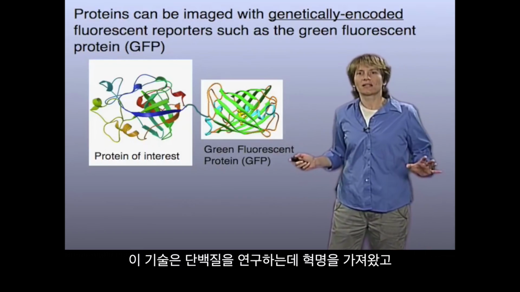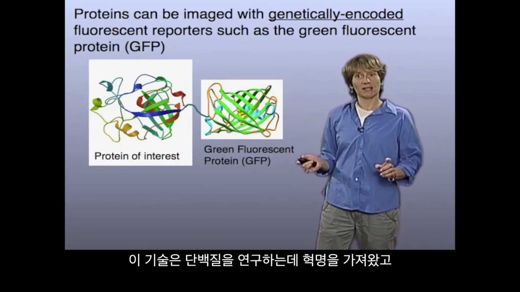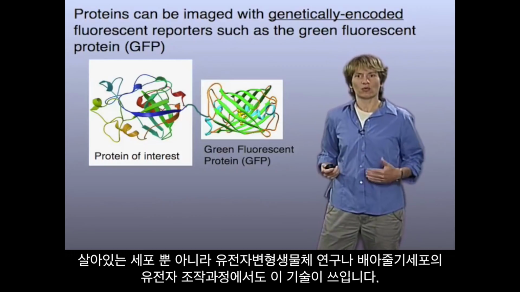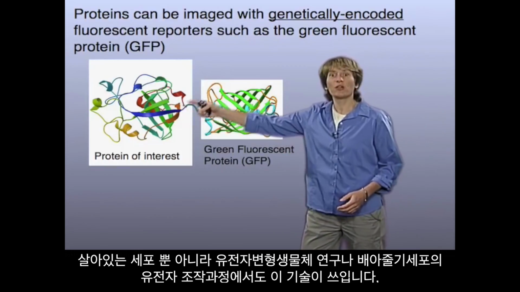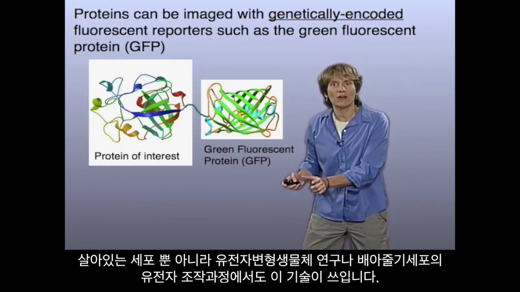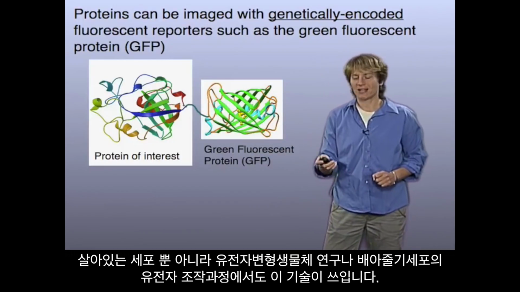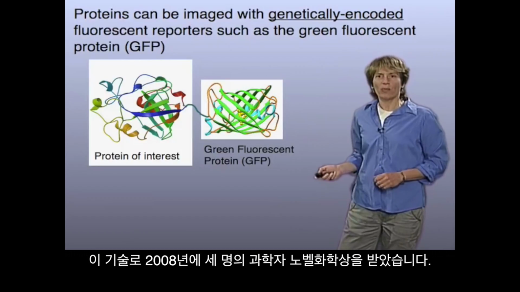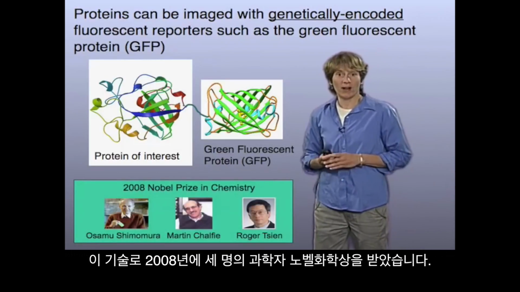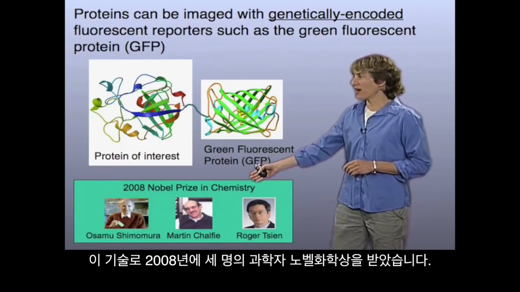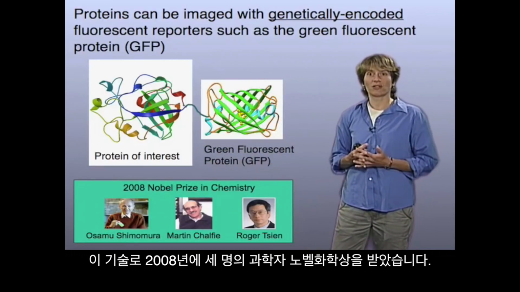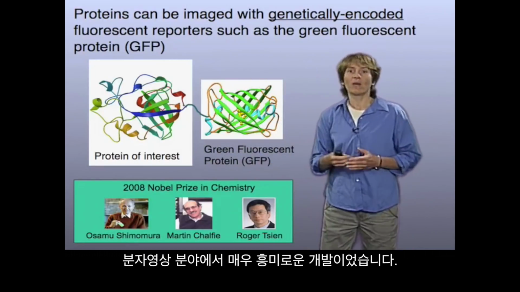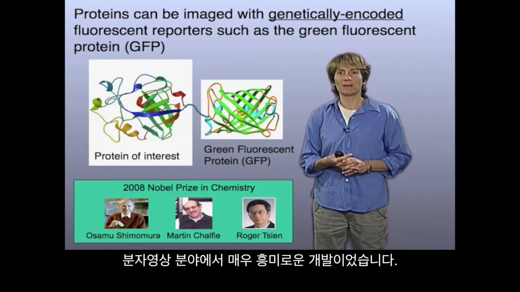It's revolutionized our ability to study proteins, not just in live cells, but even in transgenic organisms in which we express these GFP fusions by manipulating the genome during the embryonic stem cell stage. This is so important that it was recognized with the Nobel Prize in Chemistry in the year 2008, and that prize was granted to these 3 scientists. Very well deserved, very exciting development in the field of molecular imaging.